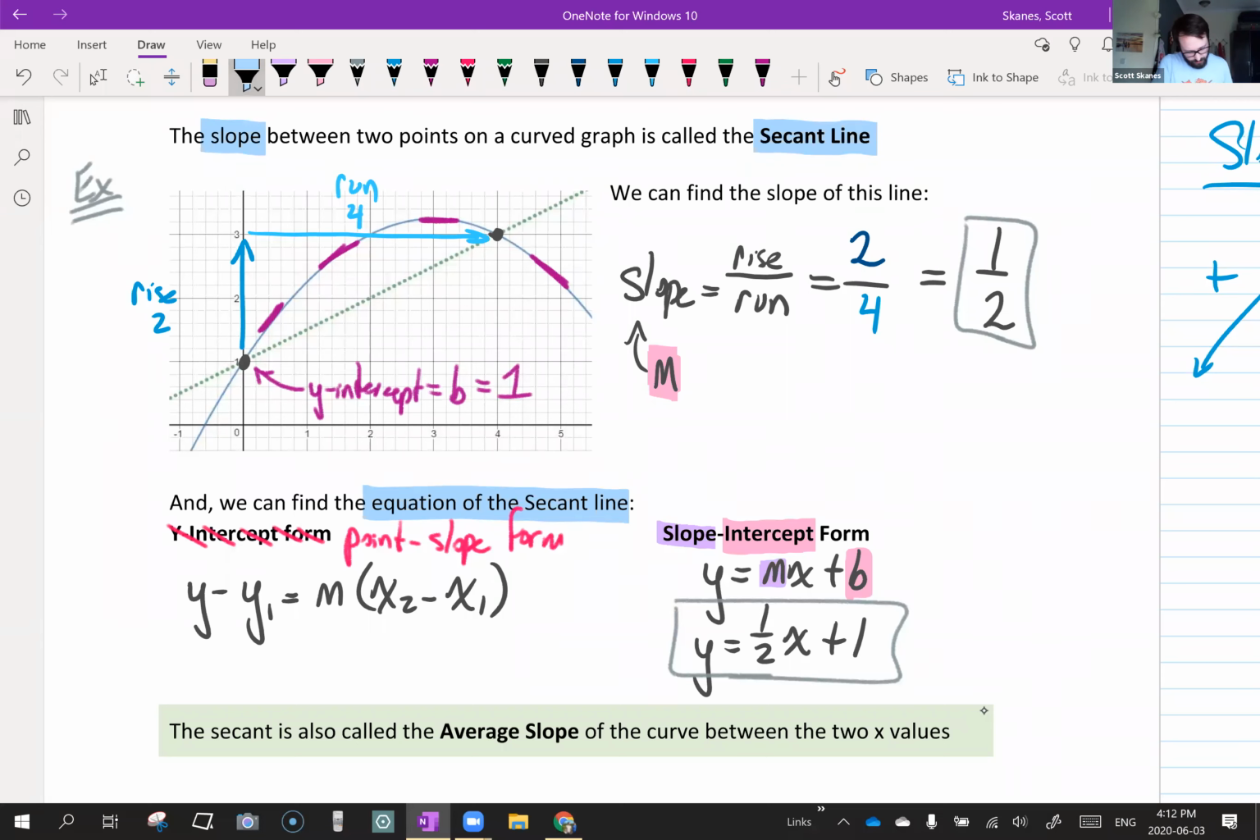Final thing on this page, the secant is also called the average slope of the curve between the 2 x values. So secant has another name called average slope. All right, I'm going to keep going. If you need to interrupt me at any time, you just let me know, okay? I don't take offense to that whatsoever.